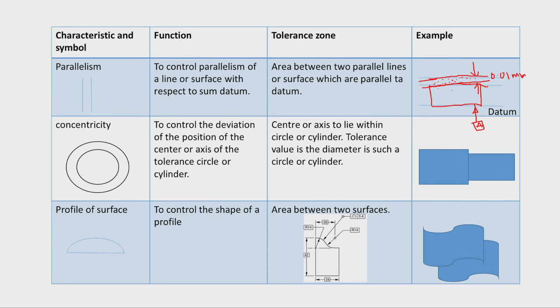Now, how is this designated? It is shown like this. We have to use the parallelism symbol, and then we have to give the value of the tolerance that is allowed, and then we have to specify the datum with reference to which plane this should be parallel. So, that reference or datum surface also we have to specify.